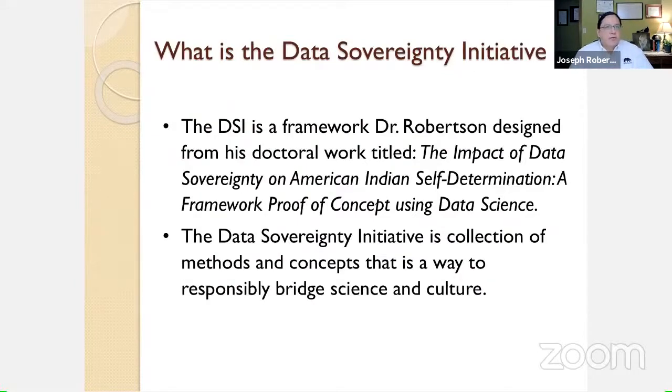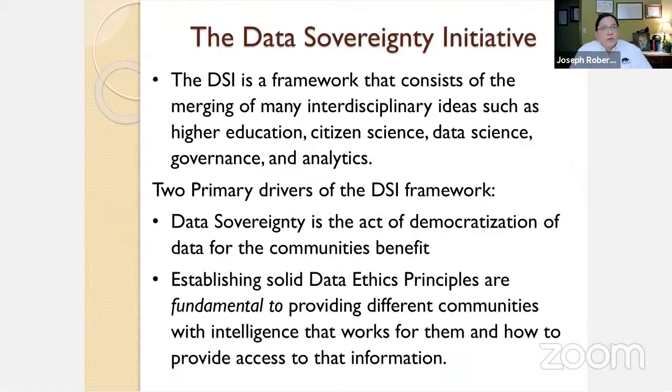The DSI framework is designed from my doctoral work, The Impact of Data Sovereignty on American Indian Self-Determination, a proof of concept using data science. And this is a collection of methods and concepts that is a way to responsibly bridge science and culture. The DSI framework consists of many interdisciplinary ideas such as higher education, citizen science, data science, governance, and analytics, and really drives two primary ideas. Number one, data sovereignty is the act of democratization of data for the community's benefit, and establishing solid data ethics principles are fundamental to providing communities with intelligence that works for them.